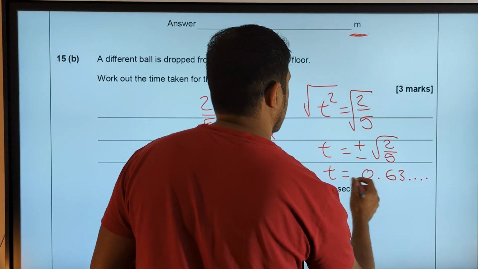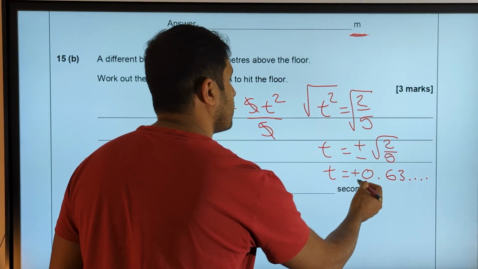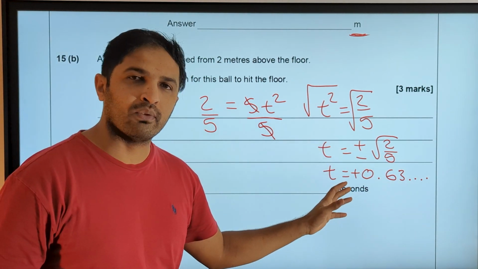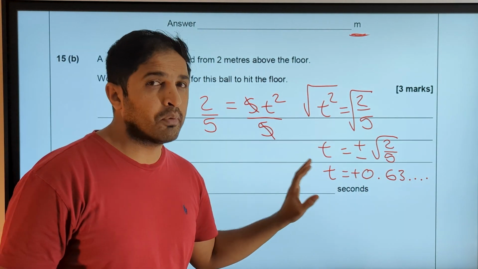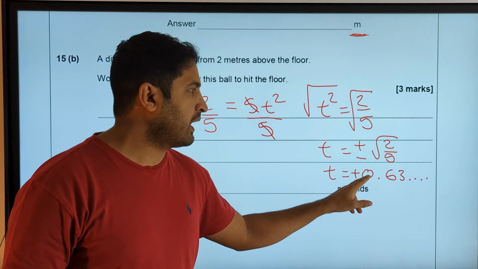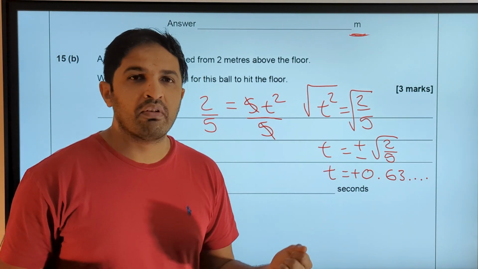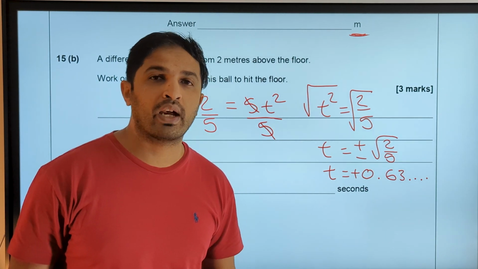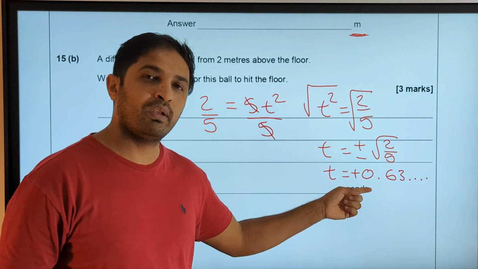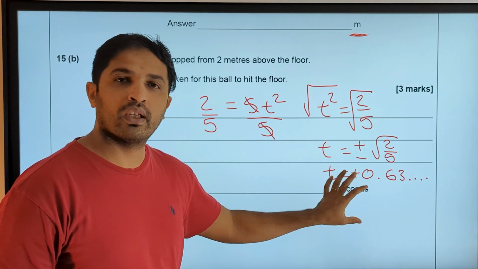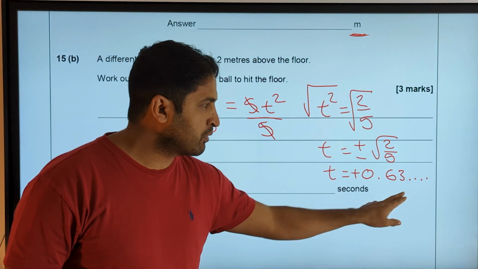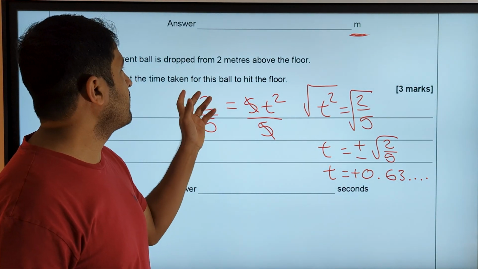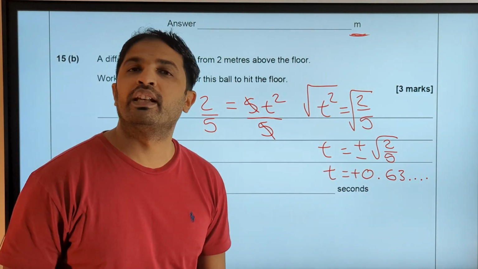Okay. Now we're only using the positive answer. Why? Because t cannot be negative, remember. t cannot possibly be a negative number. Why? Because it's a time. You can't go and say I took minus 1 second to complete this, or I took minus 1 hour to complete this. No, t cannot be negative in this scenario. So we're going to be using the positive answer, which is 0.63. So it will travel 2 meters in 0.63 of a second.